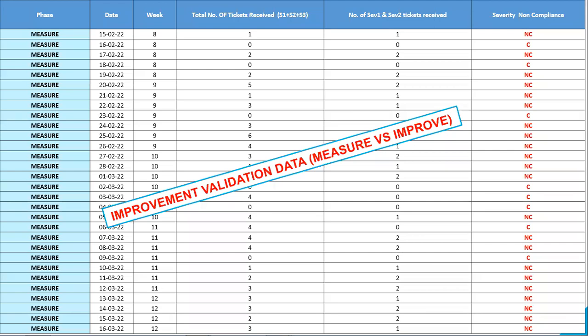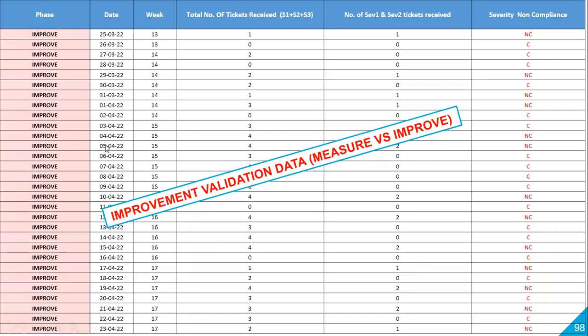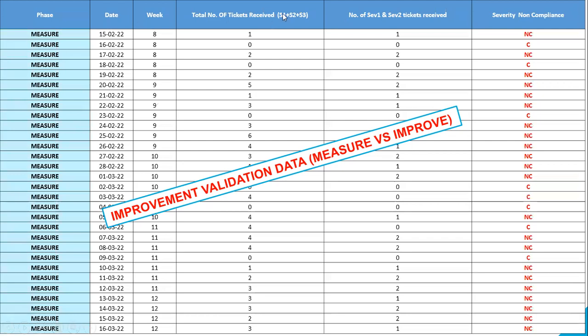So as the assistant operations manager said, he clubbed or combined both data sets. This is the measure phase data set, and then on the next slide we have the improve phase data set, right? So he clubbed both of the data sets together. Of course, not to forget, we have the word measure or improve in this column in capital letters, and we're not supposed to have any space after the letter E in improve as well as in measure phase. And of course, we have this severity non-compliance column, right?